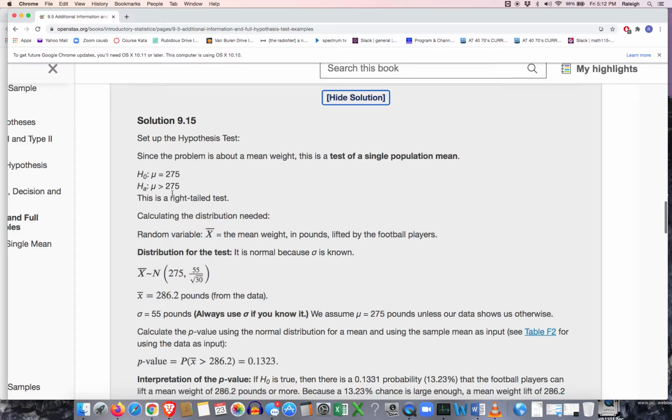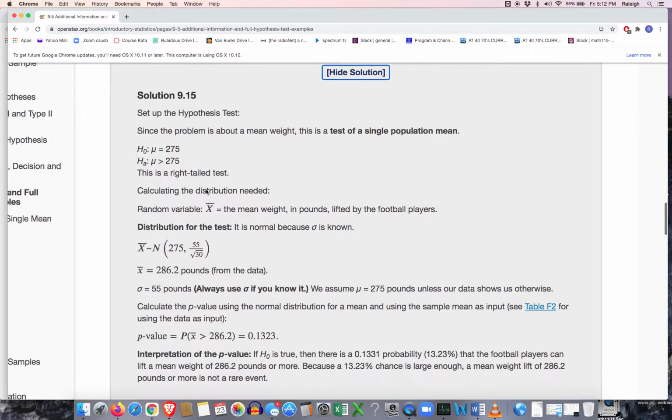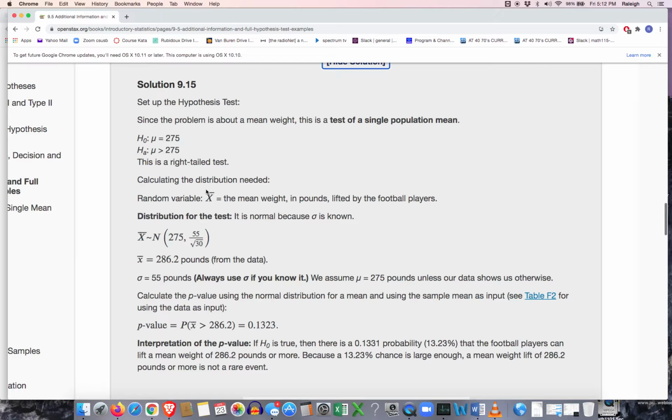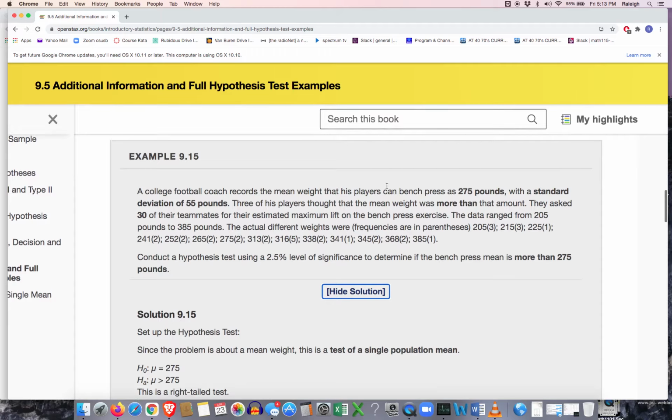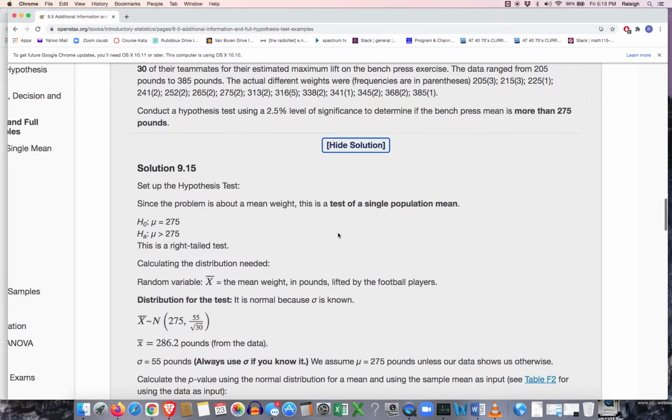So he's just going to run it through the sample and see if it really is big enough to be considered greater than 275. And by the way, 276 would not cut it, but maybe 350 would, that kind of thing. So X bar is the mean weight in pounds lifted by the football players based on this sample that we have. We do have sigma known, however. They did say right off the top that he records the mean weight over the period of time, 275, standard deviation of 55. So they measure it again just to see if they get a discrepancy here.